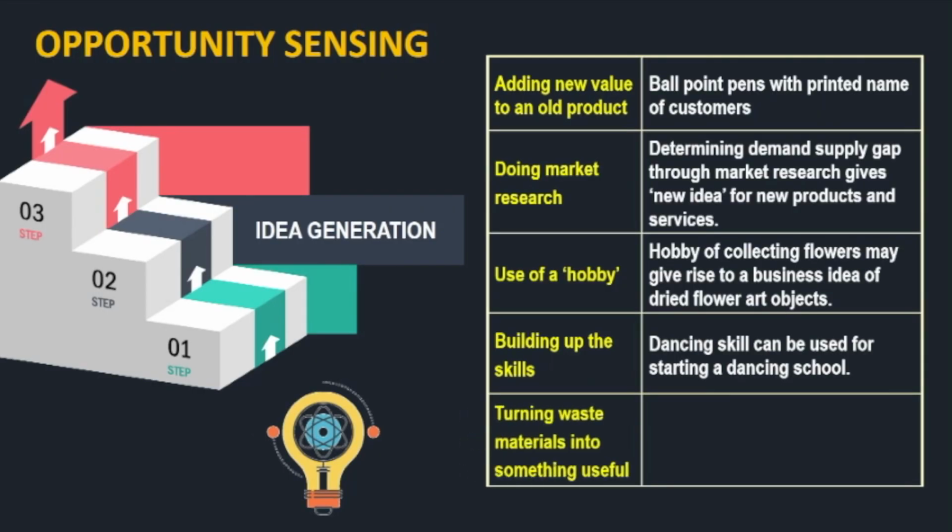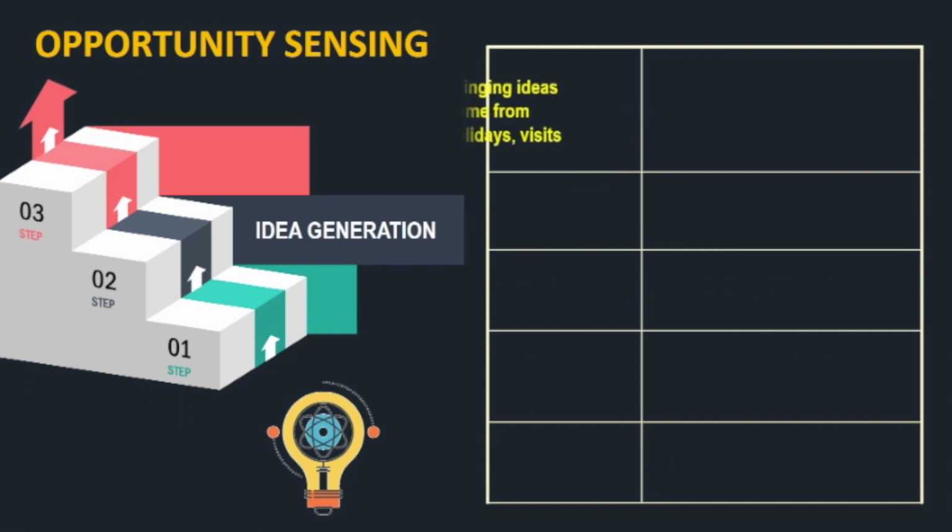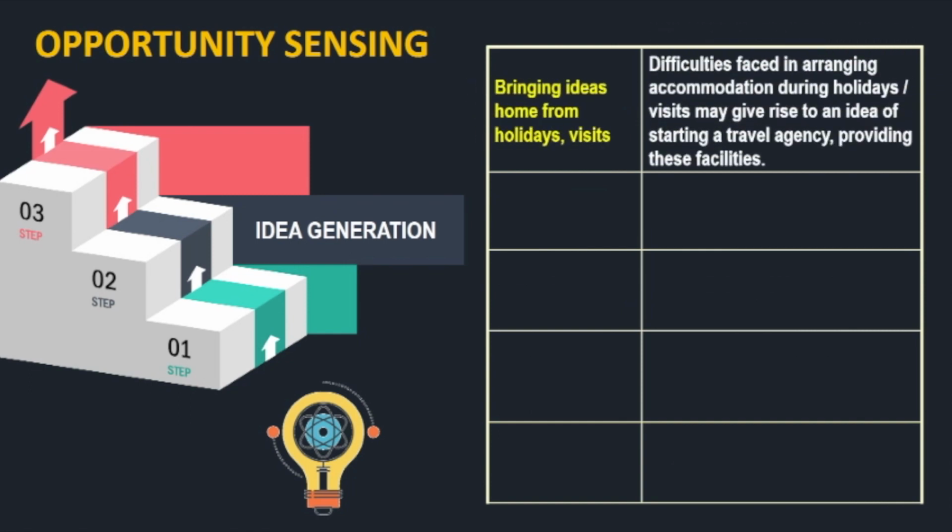Then, turning waste material into something useful. Availability of waste paper gives the idea of an enterprise making paper products. Then bringing ideas home from holidays. Sometimes you go on a holiday or a visit, you face certain problems over there and you want to solve those problems. So, that is like a new idea.